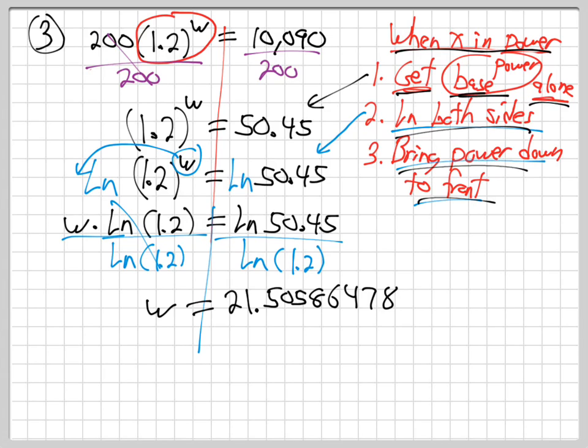Let's try it again on number 4. So number 4: 3 to the x minus 8 equals 5. So here again, we have x in the power. See it up there? X is up here in the power zone. So when x is in the power zone, that's called an exponential equation.